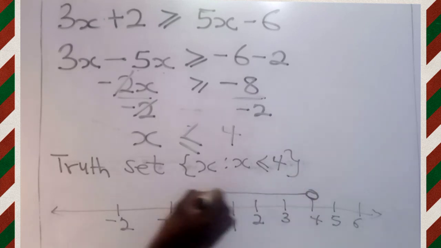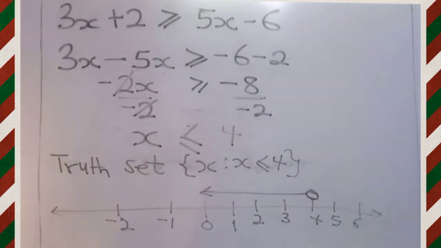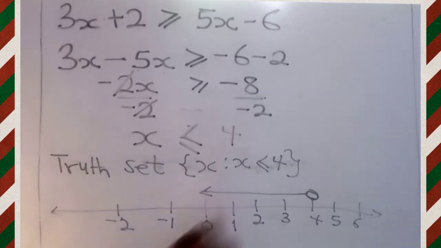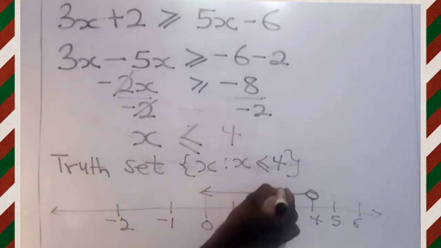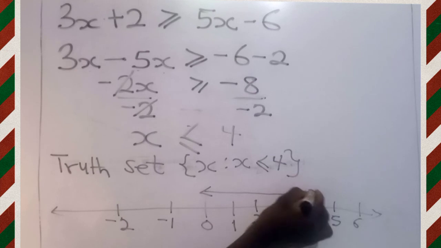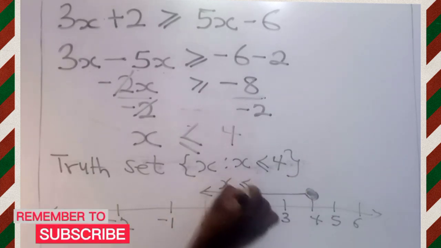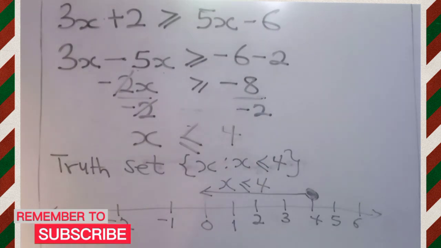So our arrow should be directed to this side, indicating numbers which are less than 4. And we have underlined the less than, meaning that 4 can also be part. That is why we say it as less than or equal to. So we shade this one, indicating that 4 can also be part of the numbers. So this becomes the final answer: x is less than or equal to 4.